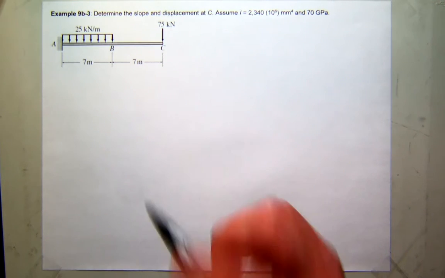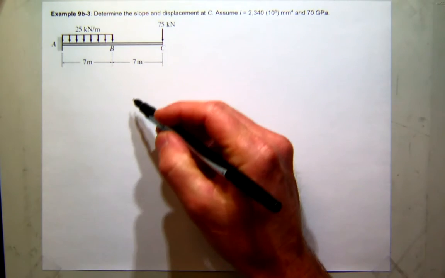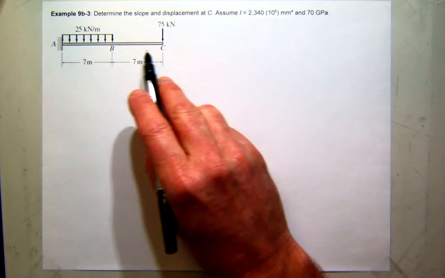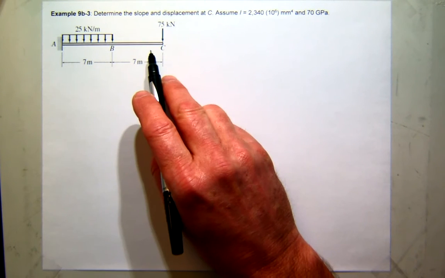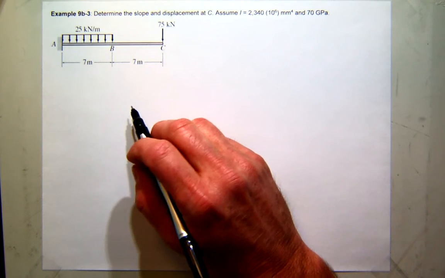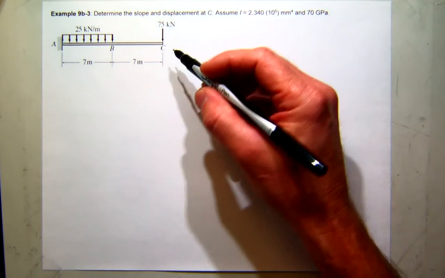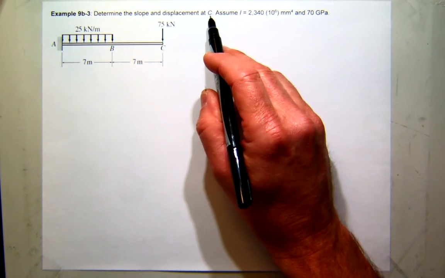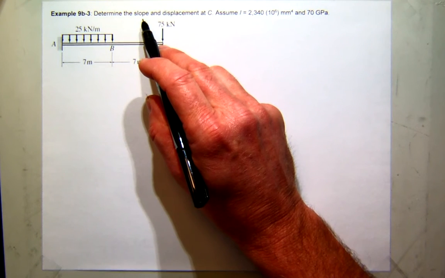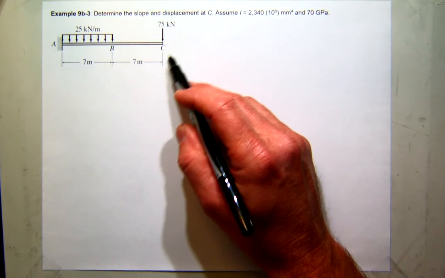So the first thing we need to think about is, remember virtual work, we need the expressions for the moments in this beam. And then we're going to do the virtual system, and the virtual system will have a load at C, and if we're going to do the slope, which we will, a unit couple at C.